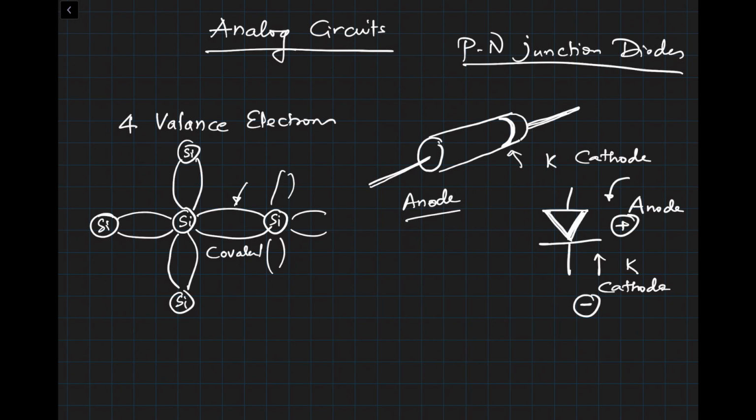As a result of these free electron-hole pairs, we have some current that can flow through this silicon at room temperature, and that's why we call it a semiconductor. Okay.